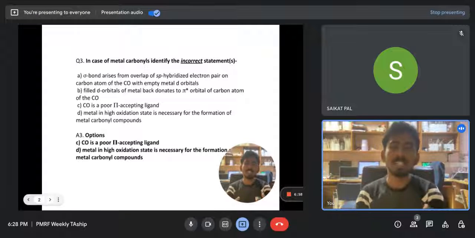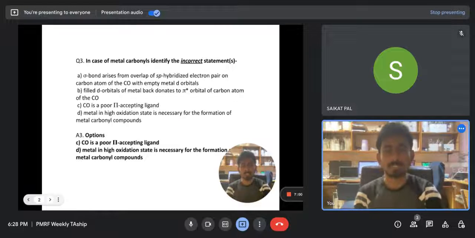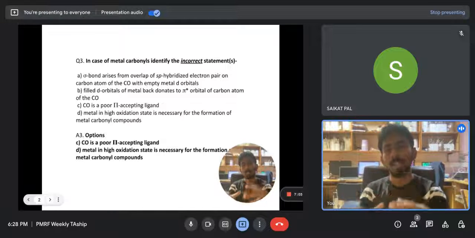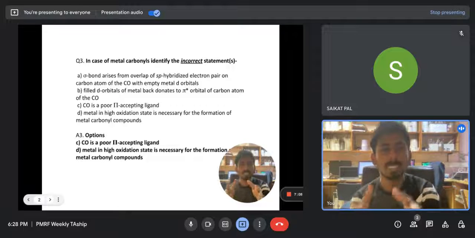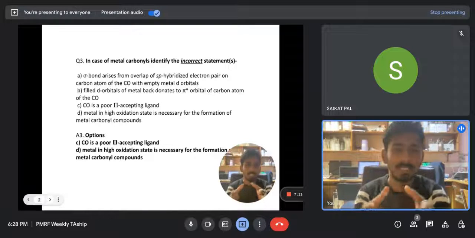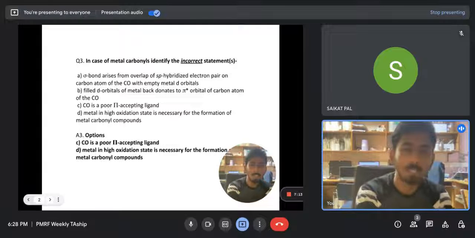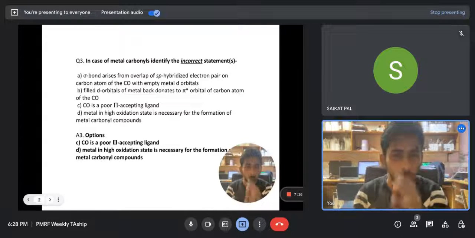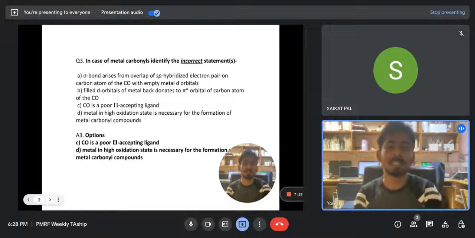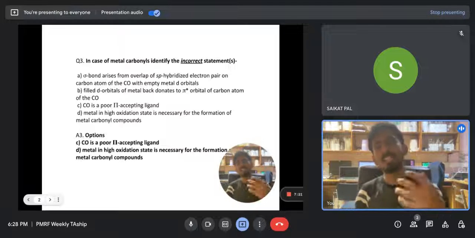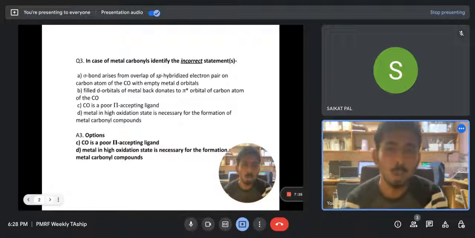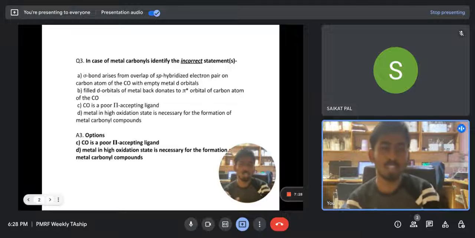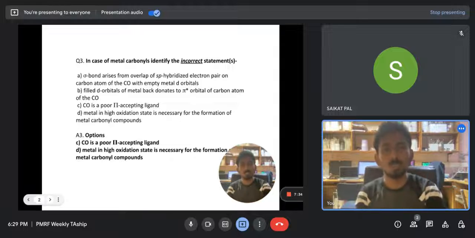In the second option, the filled d orbitals of metal back donate. This is actually true because in this case, the metal d orbitals that are already filled will be back donating the electron to the LUMO, that is the pi star of the CO, that is mainly based on the carbon atom or carbon centered. The HOMO and LUMO both in this case are actually carbon centered. So the filled d orbitals of metal will be back donating the extra electron density to the pi star LUMO of the CO. So these two are actually indeed correct in terms of bonding of the metal orbitals with the CO orbitals.